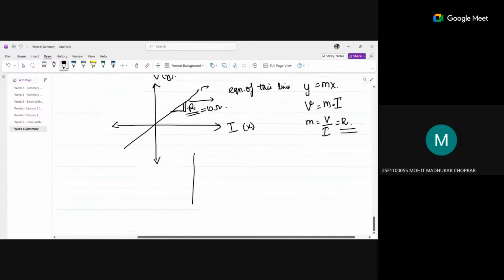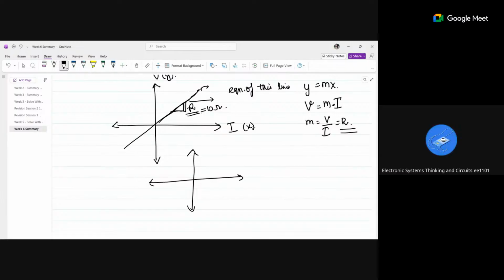Ma'am, how can we take the slope at one point? The slope is not taken at one point. The slope at all the points is 10 ohms only. If you take the slope here also it is 10, here also the slope is 10, here also the slope is 10.